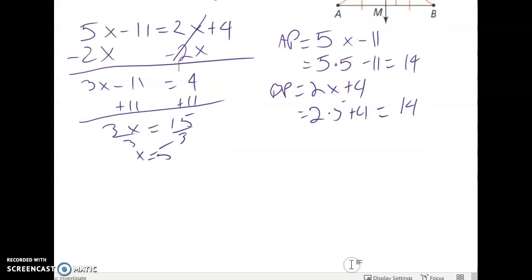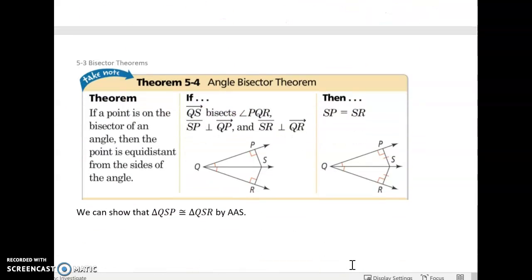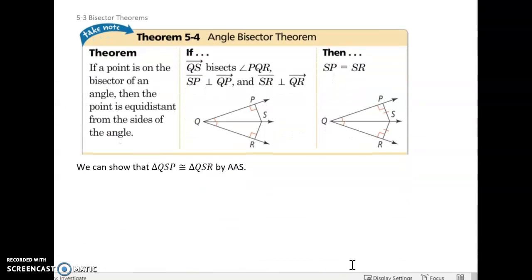Okay? Let's look at another bisector theorem. This is the angle bisector theorem. So if you have a point that's on the angle bisector, like QS is a bisector of angle PQR, then this point S is the same distance from the two sides of the angle. So S is the same distance from this side PQ as it is from QR. Okay? Now this S could be any point along here.